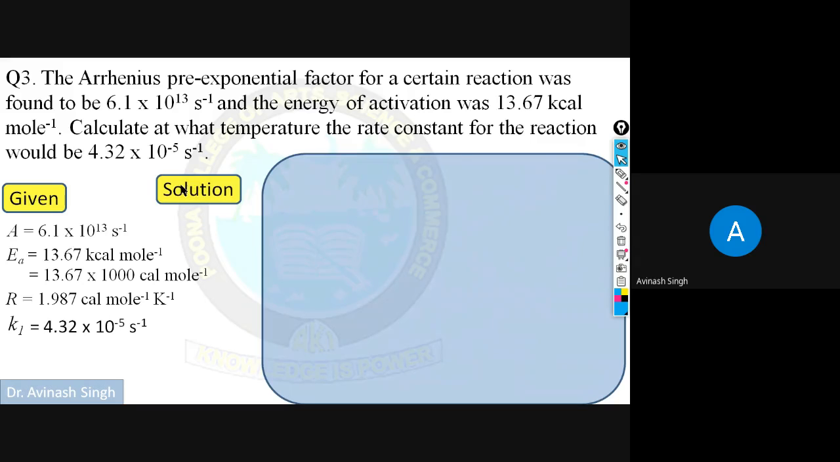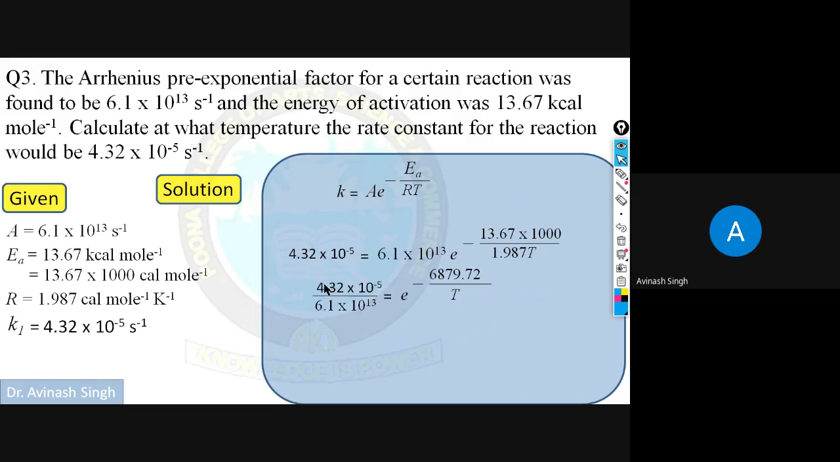Putting this in the Arrhenius equation, K is equal to A e raised to minus EA by RT. So this is the value of K, this is the value of A, e raised to minus energy of activation has been converted into calories by multiplying by 1000. R is 1.987 and T. We have to find out the value of T. So this thing will come this side.